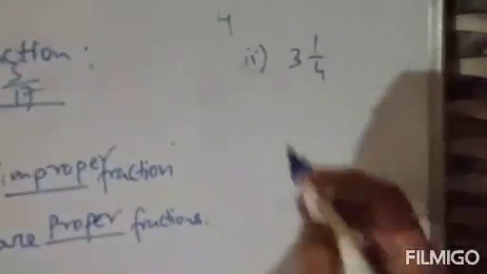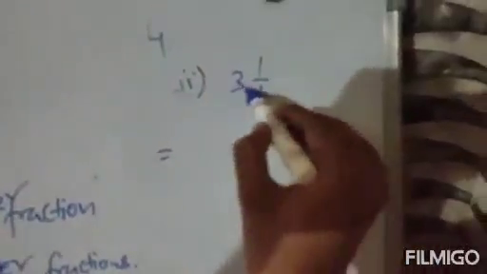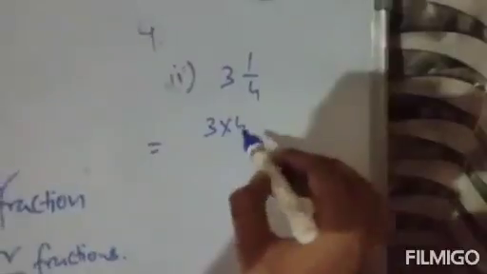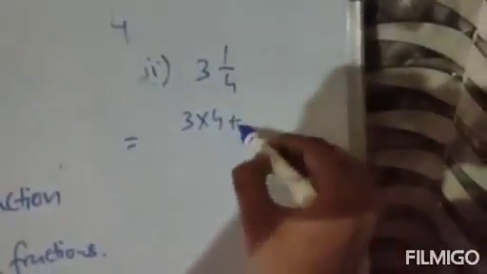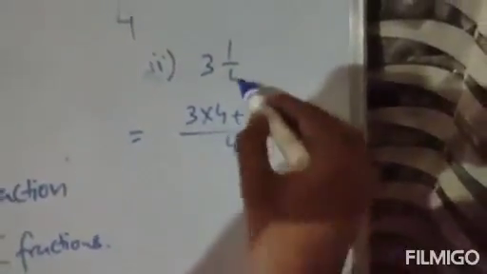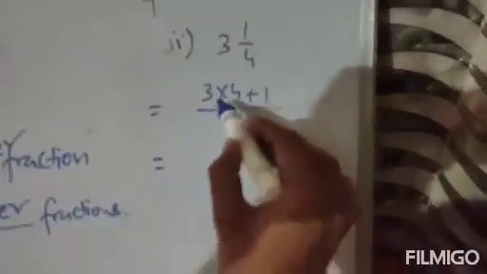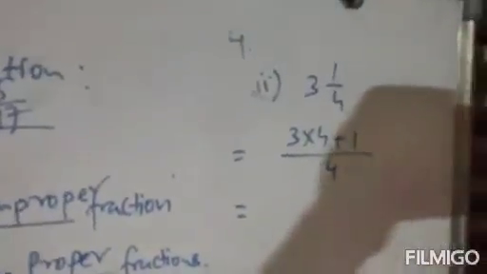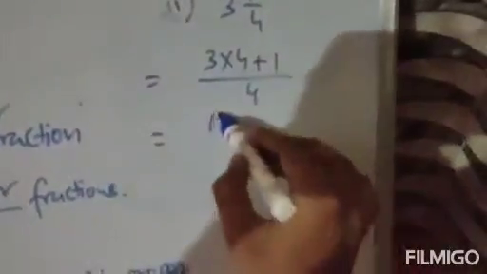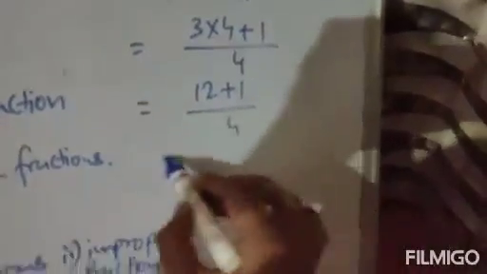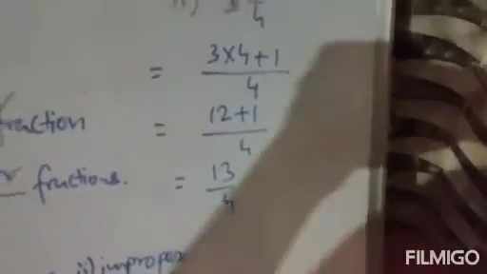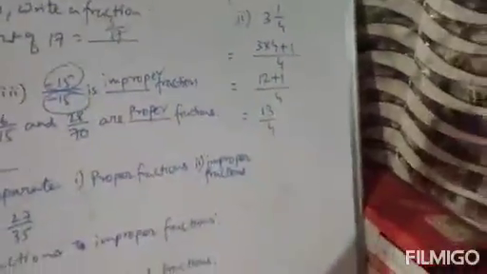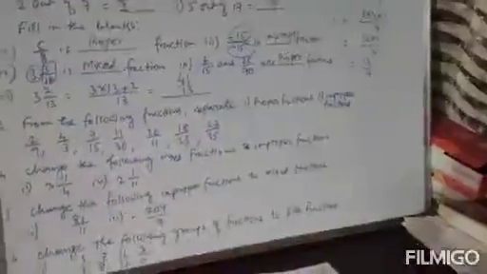Clear? So the rule is we have to multiply these two numbers, that is 3 into 4, and then we will add the numerator, that is 1. So divided by 4 because it is the denominator. Multiplication operates first before addition. So 3 fours are 12 plus 1 divided by 4. So it is 13 divided by 4. Now see, it is an improper fraction because the numerator is greater than the denominator. So we have converted the mixed fraction into an improper fraction.